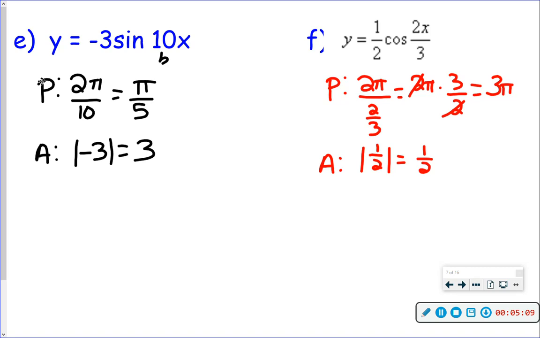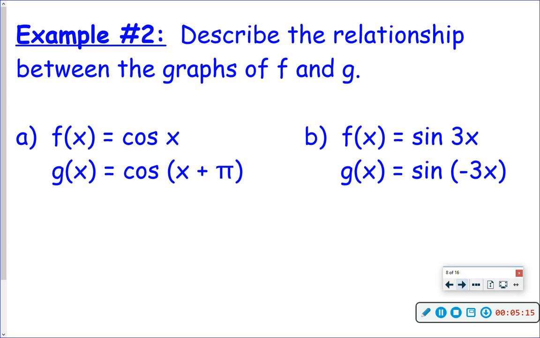Okay, so we're just practicing our period and amplitude so we can get ready to draw our graphs. Let's take a look at this. We're just going to talk about the relationship between f and g. Clearly g, they had added this plus pi on.